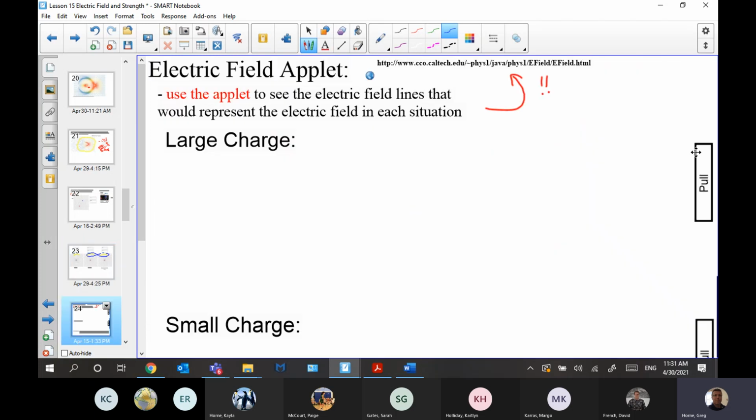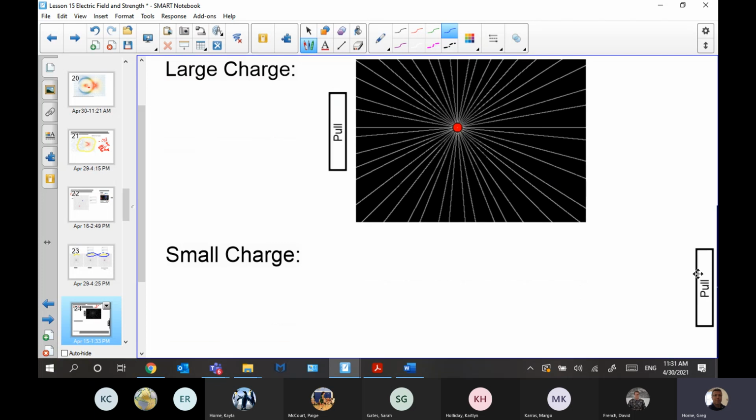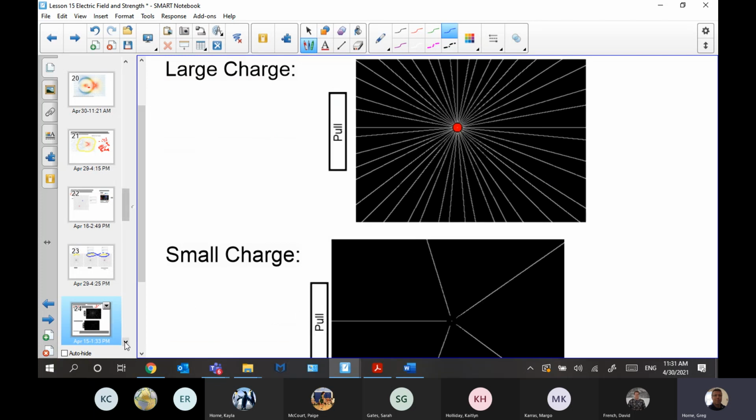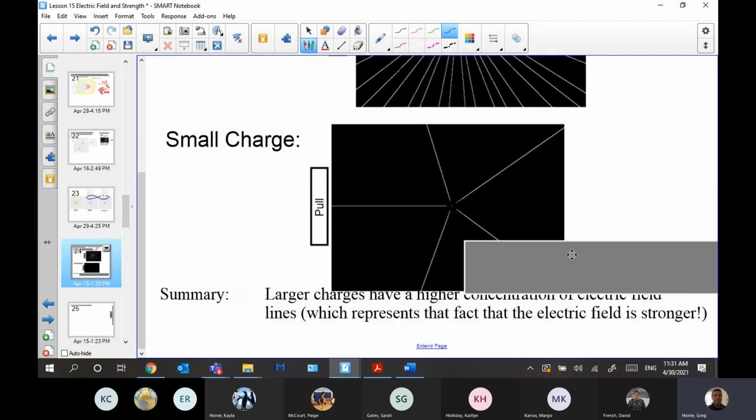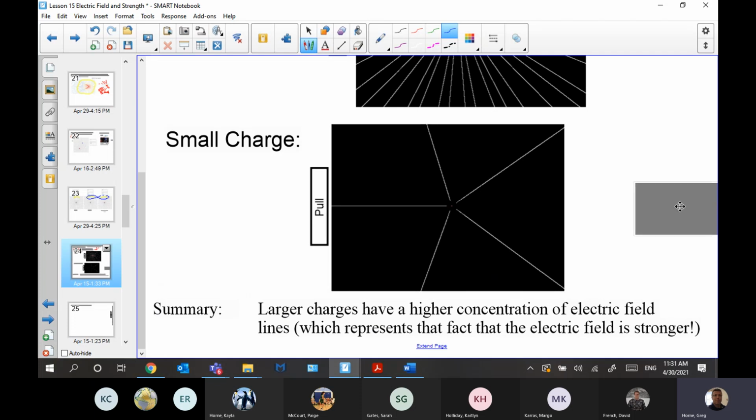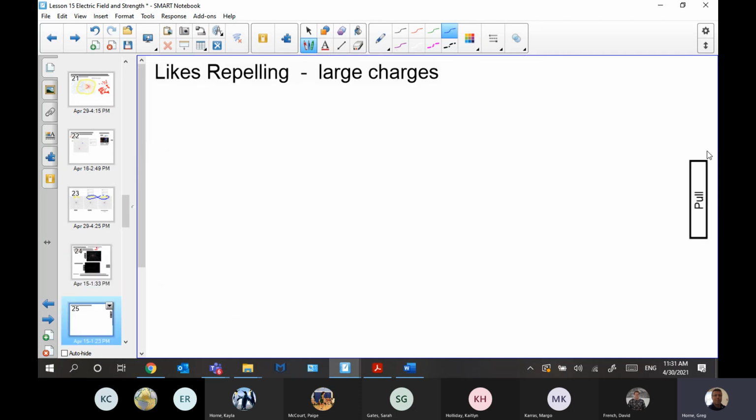So this is just a bunch of screenshots of the old version of it. There's a large charge and a small charge. We already saw that. So of course we've got the idea that a large charge has a higher concentration of field lines.